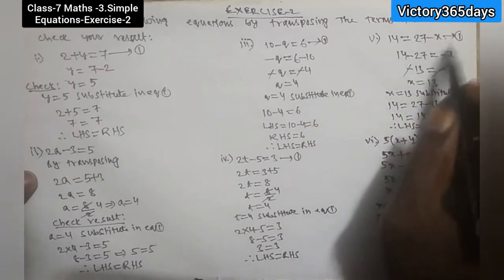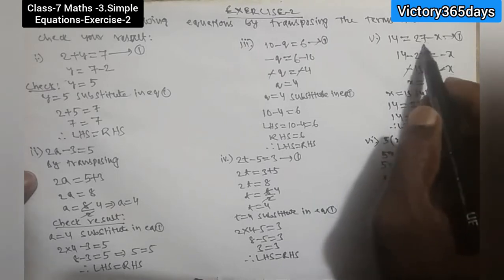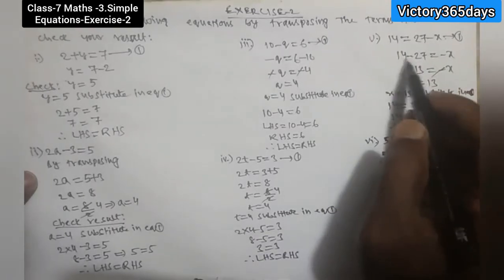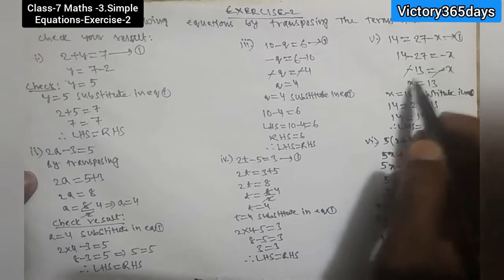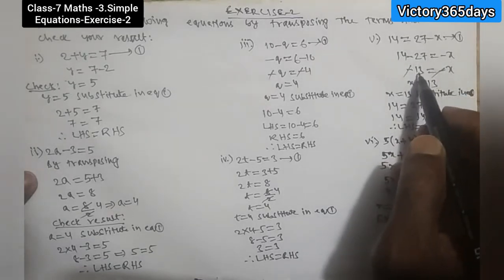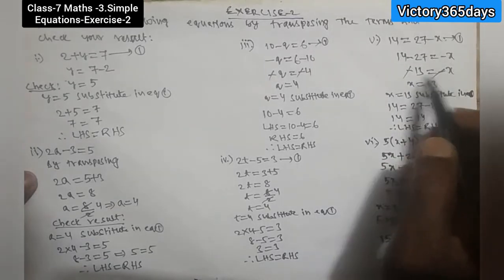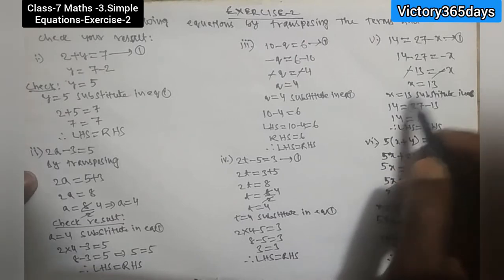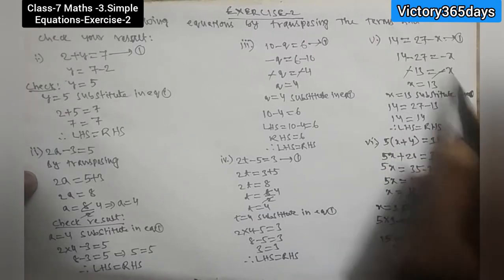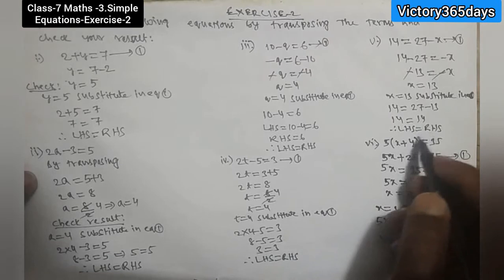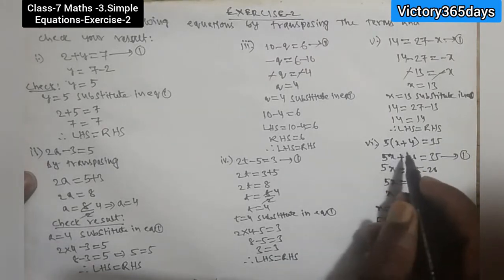14 equal to 27 minus x. 14 minus, so 27 is transferred to the left hand side. 14 minus 27 equal to minus x. So 14 minus 27 is minus 13 equal to minus x. Minus cancel. Again x equal to 13. So x equal to 13, substitute in equation 1. We are getting both are equal. This is also the same process.